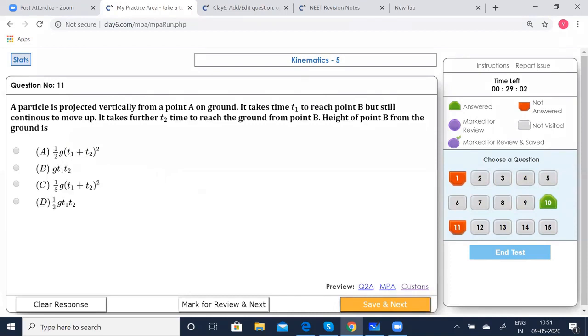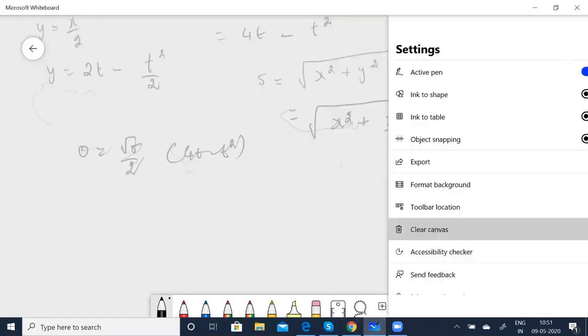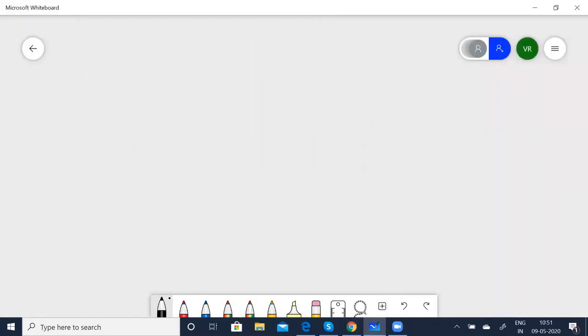A particle is projected vertically from a point A on the ground. It takes time t1 to reach point B, but still continues to move up. It takes a further t2 time to reach the ground from point B. The height of point B from the ground is... This is quite easy. Let us take the time taken for the particle to reach the highest point as (t1 + t2)/2.